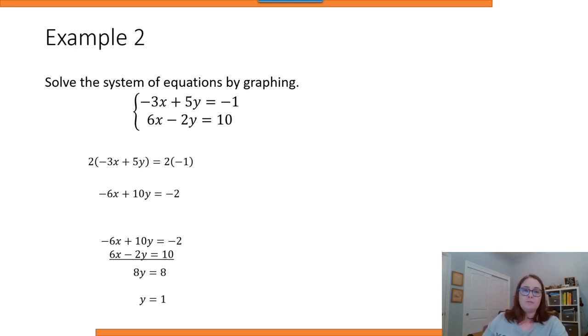I found my first value. I'm going to go back to one of the first equations I started with. Really, any equation that has x and y in it will work, though. I'm just going to pick one and then solve for x. So I'm going to pick the second equation, 6x minus 2y equals 10, and plug in 1 for y. So I end up with 6x minus 2 equals 10. Let's add the 2 to both sides of that equation. So 6x equals 12. And then divide by 6 to get my solution. So x equals 2. And that means if I write that as an ordered pair, the point (2, 1) is a solution to the system.